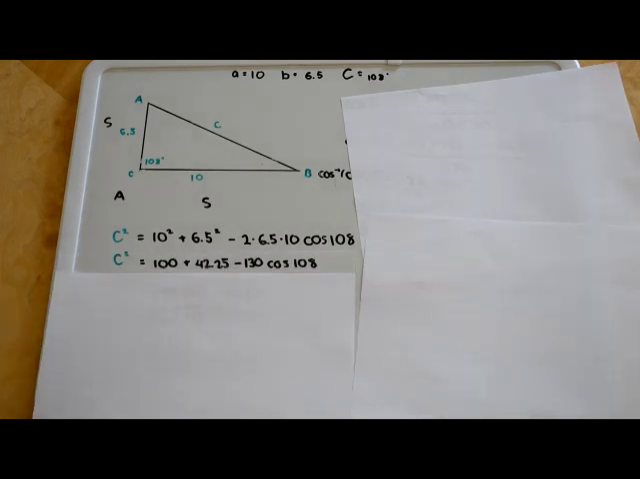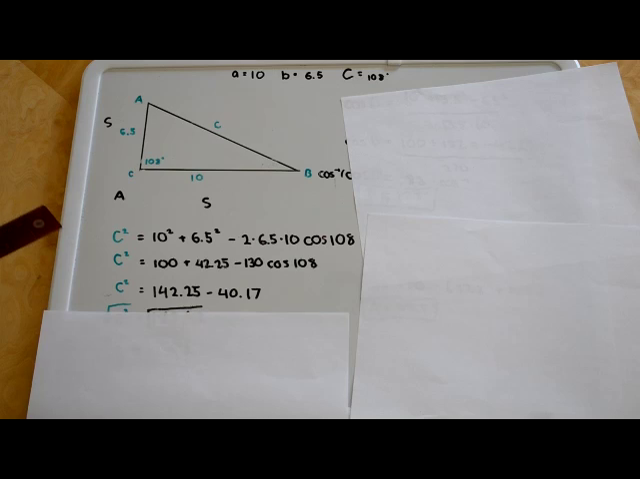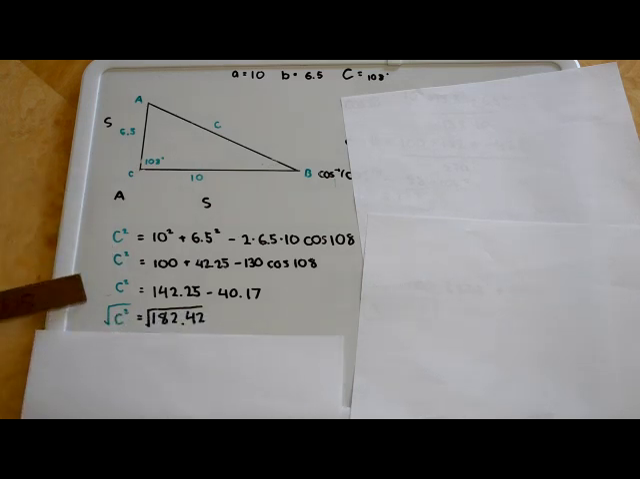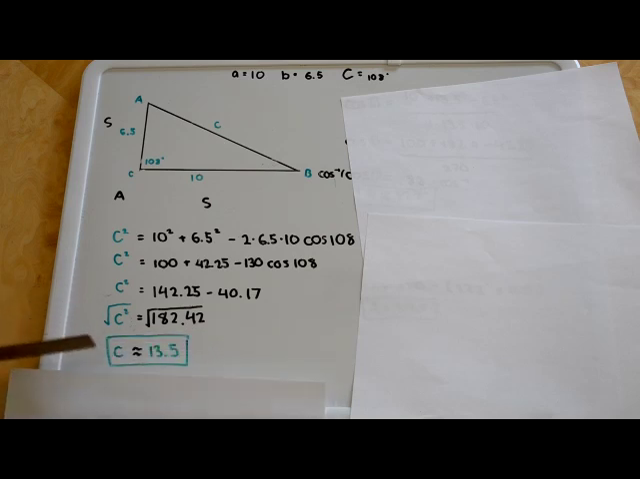Now, you want to simplify everything. So c squared equals 100 plus 42.25 minus 130 times the cosine of 108 degrees. Now simplify it even more. c squared equals 142.25 minus 40.17. Now simplify it and square root it until you get c equals 13.5.